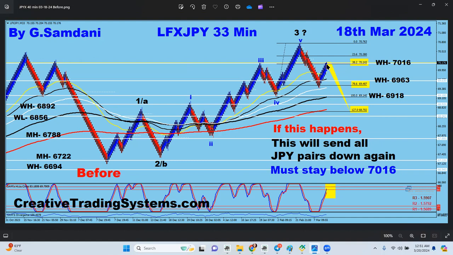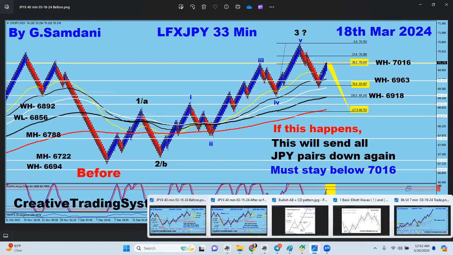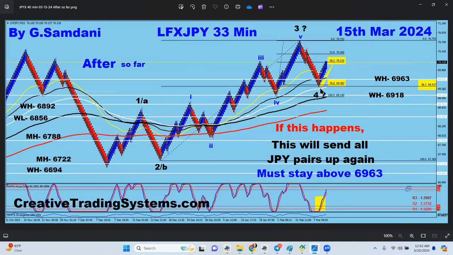But what happened after the news? Boom. Just the opposite happened. And on the chart before that, I had marked that it's going to go up from here to here. Look what's here. This will send all yen pairs up again. When the yen index goes up, all yen pairs go up. And I had several trades going to the upside before, from here to here.